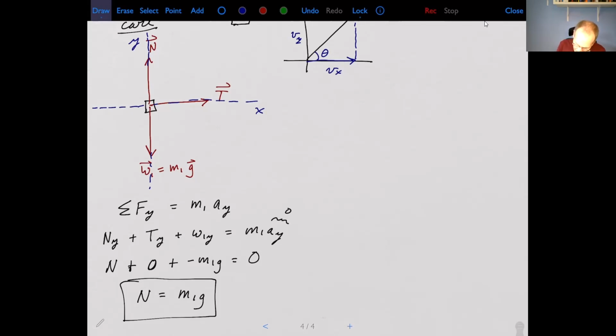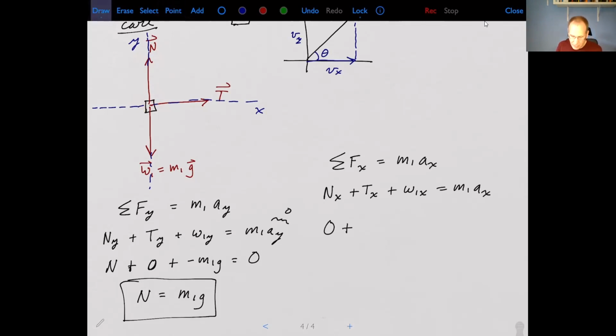All right, now I go to the x direction. So I have the sum of the forces in the x direction equals m1ax. I'll do the same thing. I want the x component of n plus the x component of t plus the x component of the weight. That's going to equal m1ax. But what is the x component of the normal force? Well, the entire normal force vector is in the y, right? There's no component in the x. So this is going to be 0.